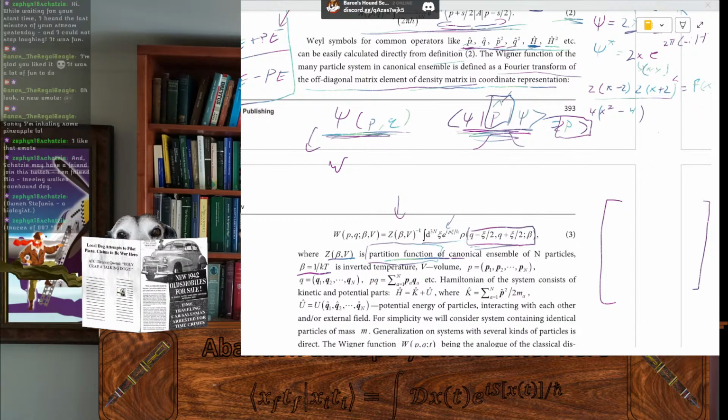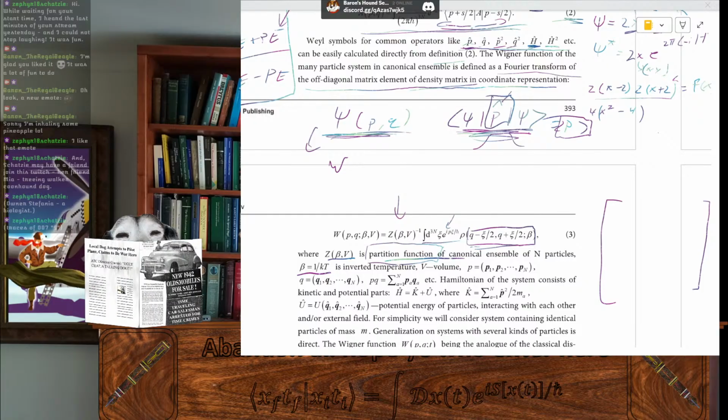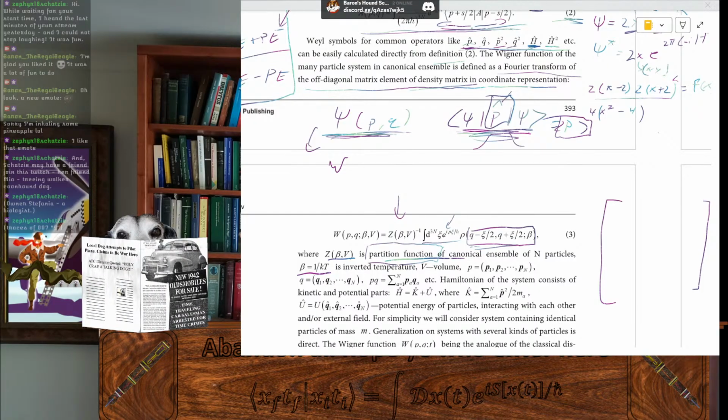Oh, right. The sigma x, sigma y, sigma z. I forgot about this Bloch sphere stuff. This is 1-0.